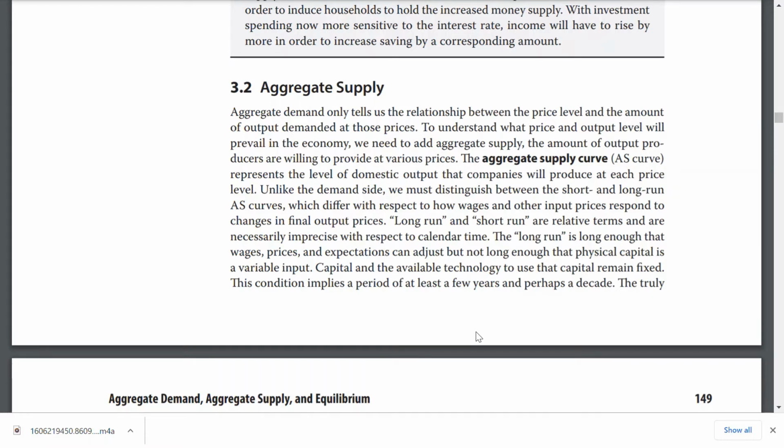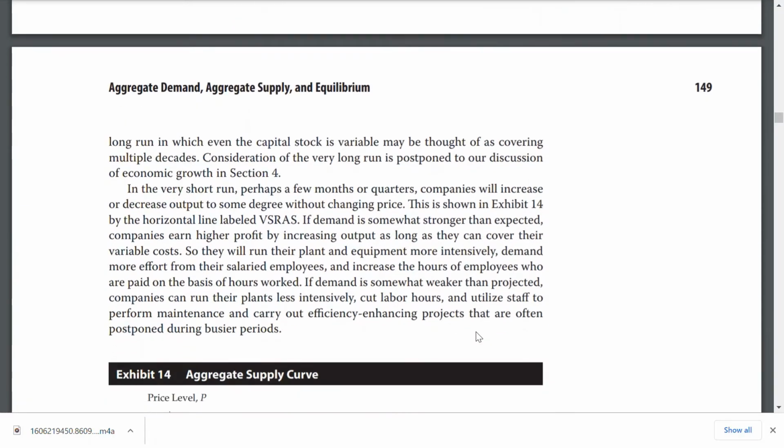The long run is long enough that wages, prices, and expectations can adjust, but not long enough that physical capital is a variable input. Capital and the available technology to use the capital remain fixed. This implies a period of time of at least a few years and perhaps a decade. A truly long run in which even the capital stock is variable may be thought of as covering multiple decades. A consideration of a very long run is postponed to our discussion of economic growth in section 4.